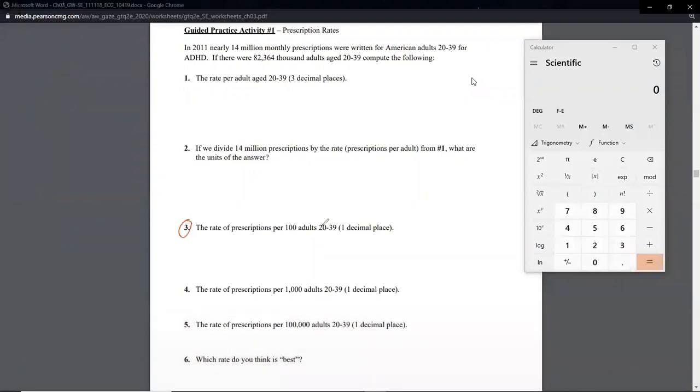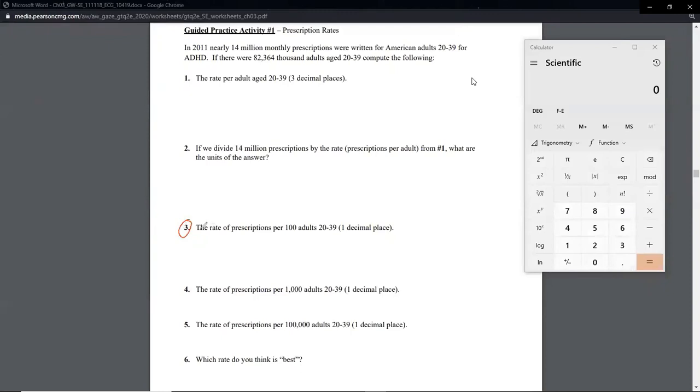The rate of prescriptions per 100 adults. So we have the 14, I can't see. I've got this cursor over it. There we go. In 2011, nearly 14 million monthly prescriptions were written for American adults aged 20 through 39 for ADHD, and there were 82,364,000 adults in that age range, which we also determined. All right, I'm going to rehide that and then just use my little piece of paper.